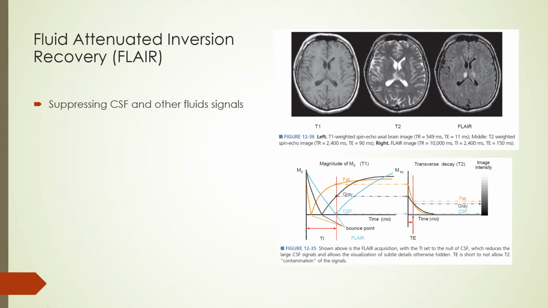In a FLAIR sequence, the same approach is used with a 180-degree inversion pulse followed by the 90-degree pulse. The inversion time is the time between the 180-degree pulse and the 90-degree pulse. Once tissues cross the zero line, the 90-degree pulse can be chosen at a particular inversion time TI. In the bottom figure, TI is set to the null point of CSF, so the signal from CSF is suppressed. The signal intensity from CSF is black as shown in the top image.